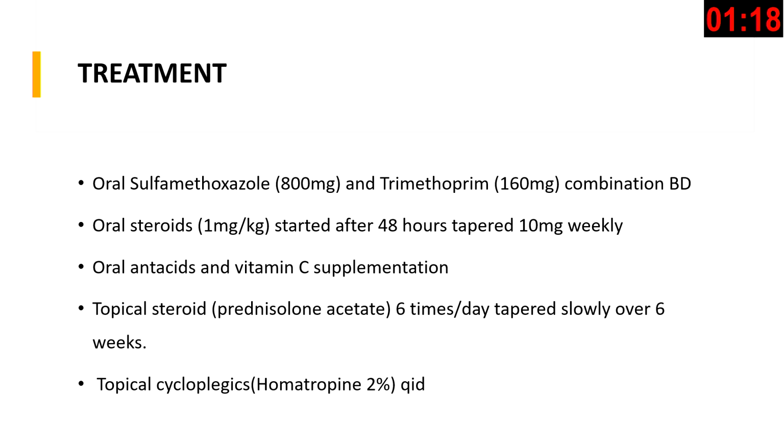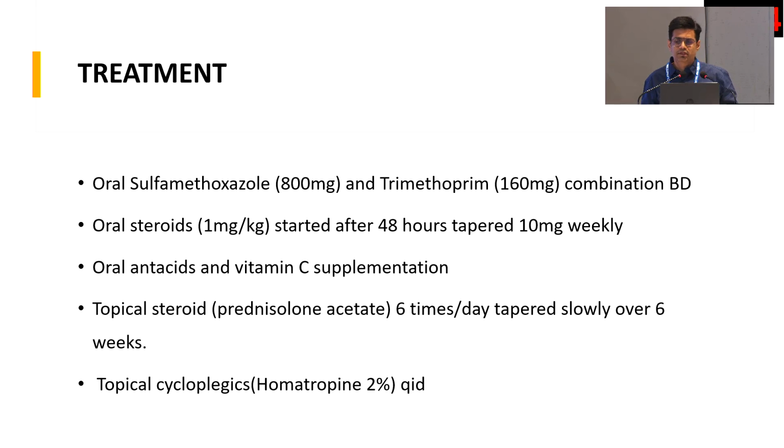Treatment-wise, if you see the literature, classically they used to give a triple therapy with pyrimethamine and sulfadiazine. However, those drugs were associated with some amount of bone marrow suppression as well as hepatotoxicity, and that is why the preferred regimen right now is sulfamethoxazole and trimethoprim, in double strength, available as Bactrim or Septran DS, and on the third day you add oral steroids to control the inflammation. For the anterior chamber involvement, you can give topical steroids.